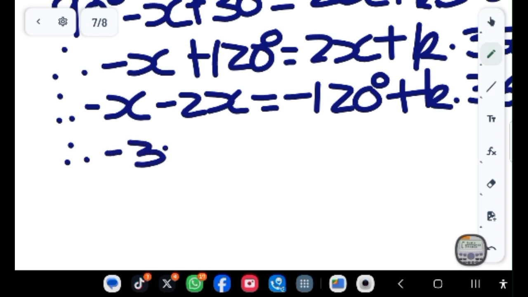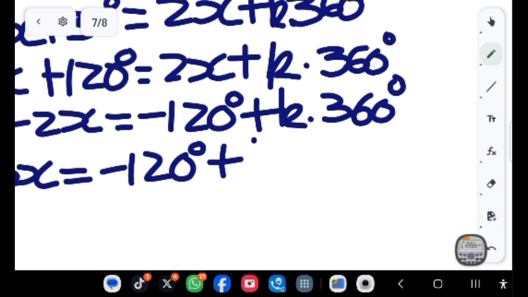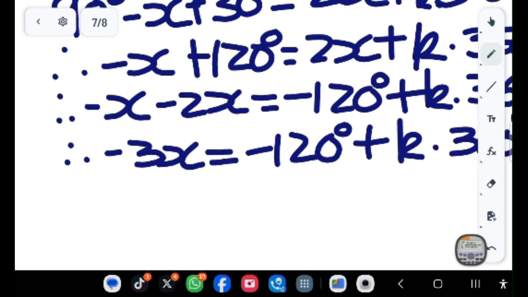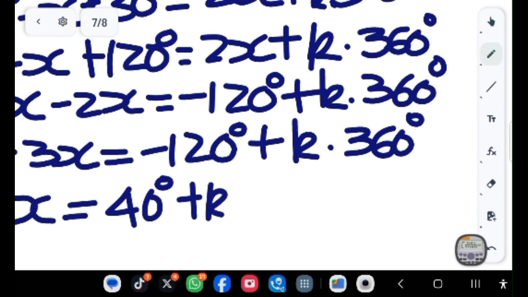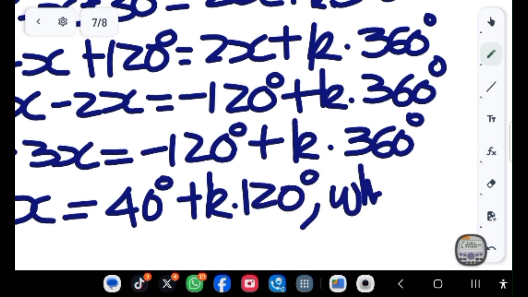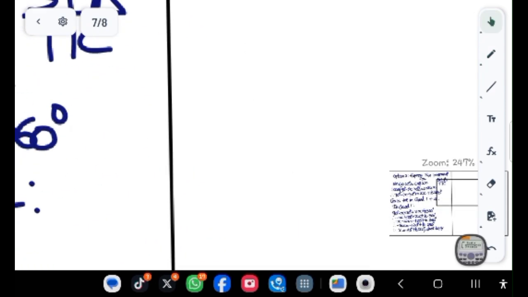Therefore, negative 3x equals negative 120 plus k times 360 degrees, which leaves us with, if we divide both sides by negative 3, 40 degrees. Plus, you can write it as minus, but you can write it as k times 120 degrees. It will be taken care of by the integer k equals minus 1. So where k is an element of integers, that is taken care of and catered for.